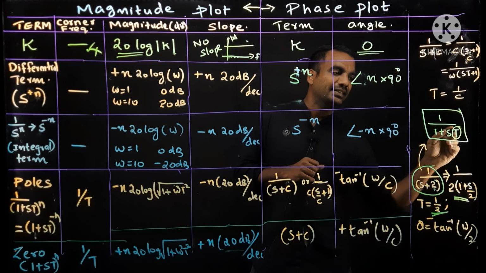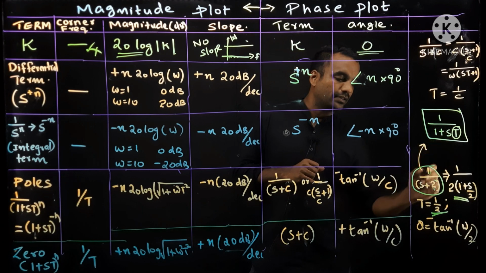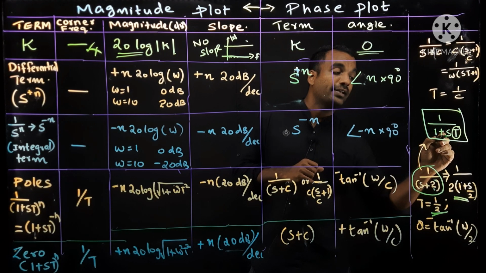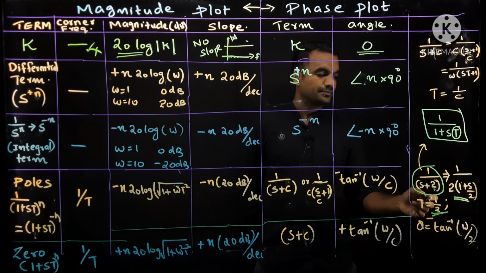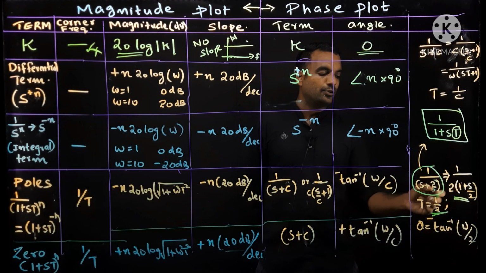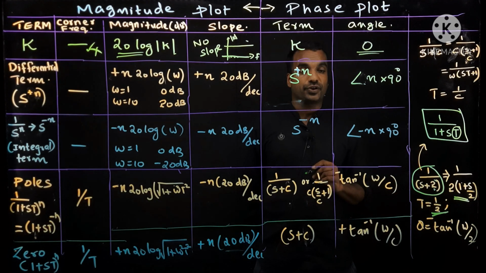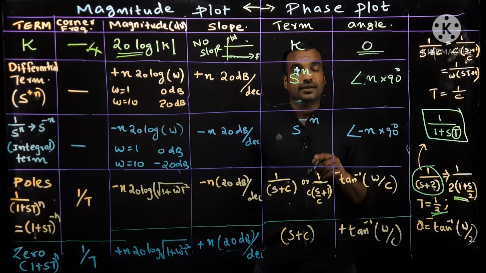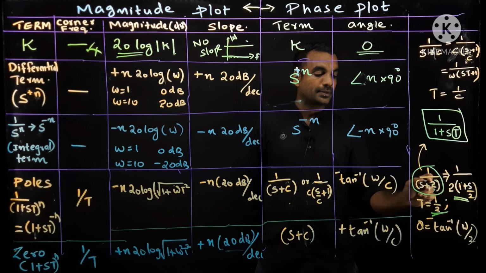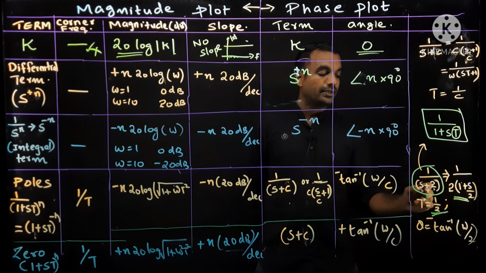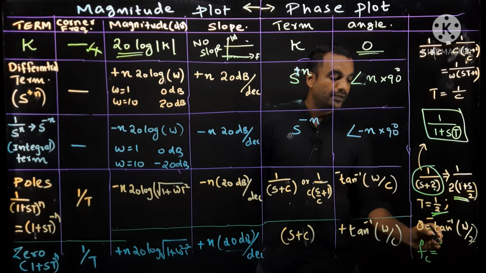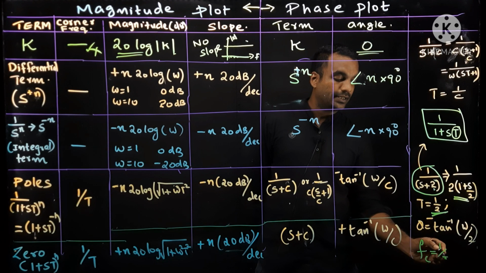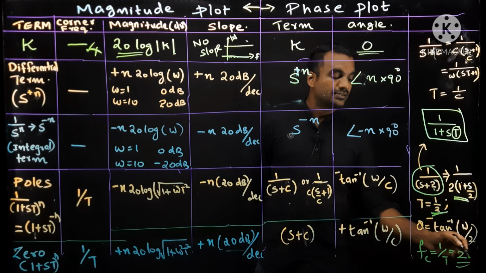Because here 1 plus sT is equal to 0. Suppose here 1 plus sT is equal to 0. You can find the value of that T. Like in this case, you can find the value of T, and its inverse will be the corner frequency. Frequency is the inverse of time period. Everybody knows that. In this example, 1 by s plus 2, I can take 2 outside and I get T is 1 by 2. So its corner frequency will be 1 by the time period, the inverse of the time period, that will be 2.